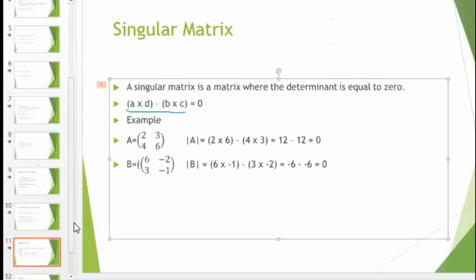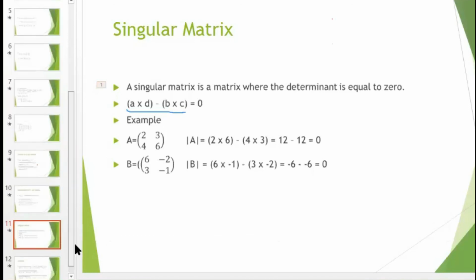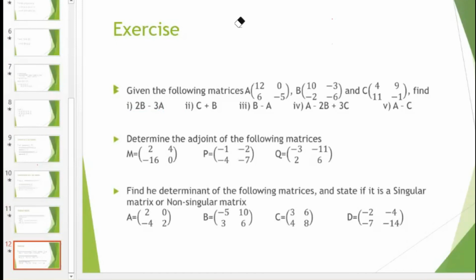Moving on. Any questions? Yes, sir. So if we recap, we would have looked at addition, subtraction, scalar multiplication, adjoint, determinant, and singular matrix. Remember the rules for addition and subtraction, as well as the rules for scalar, adjoint, and singular matrix. Please copy and complete. So take your time, copy the questions.